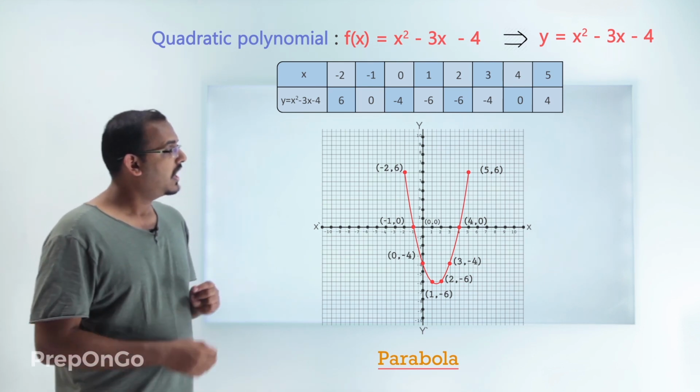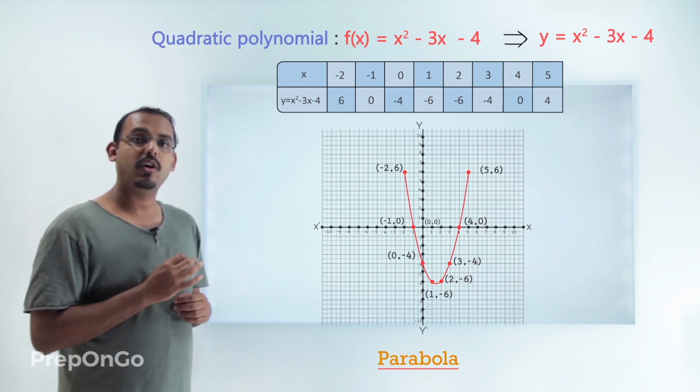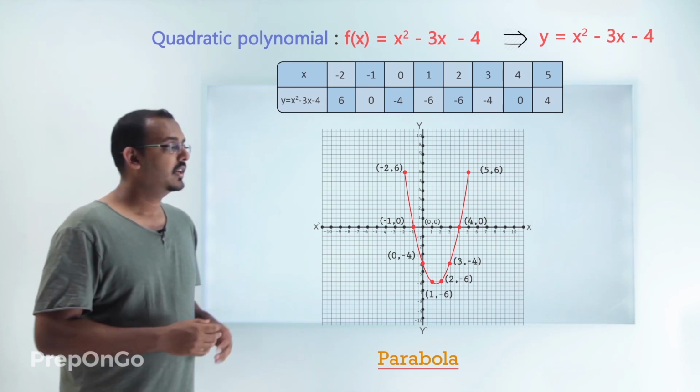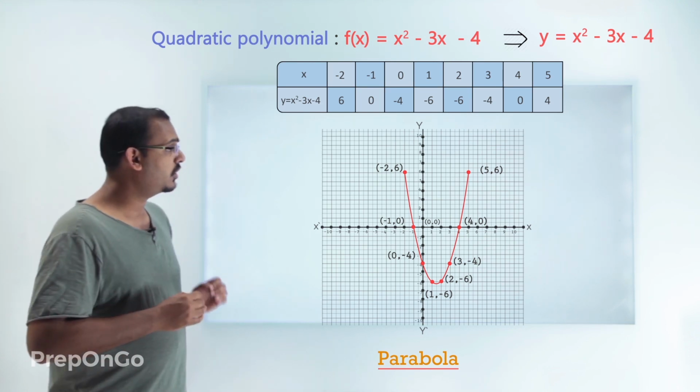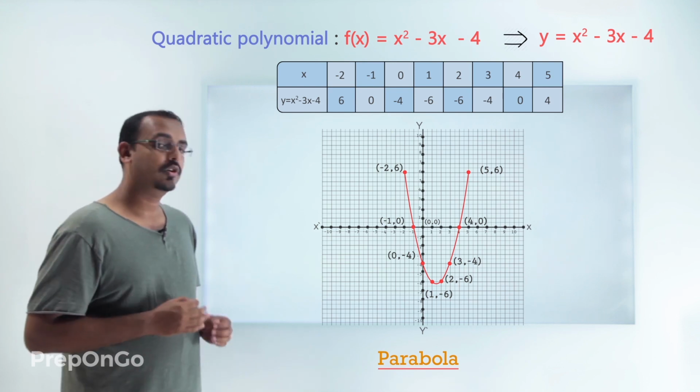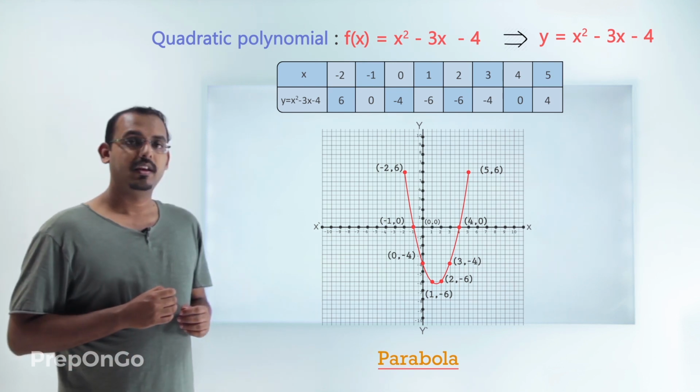Those 2 zeros are represented by the x-coordinates of the 2 points at which the graph of the quadratic polynomial intersects the x-axis. So this is how we represent the zeros of a quadratic polynomial in graphical form. Now, the graph of a quadratic polynomial, the shape that we call a parabola, can appear in multiple different forms. There are 3 different cases that occur with the graph of a quadratic polynomial that we should be aware of. So let's take a look at all those cases one by one.